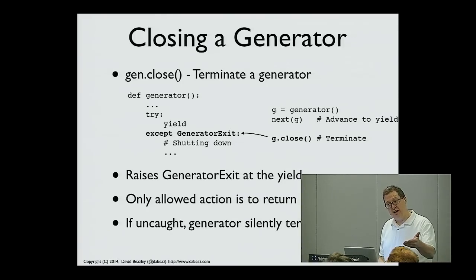You can close a generator. This is also something little known, but if you have one of these things running, you can just call close on it, and it will actually raise an exception at the yield statement. It's a way of signaling that you're shutting down while you clean up. So you can do that.